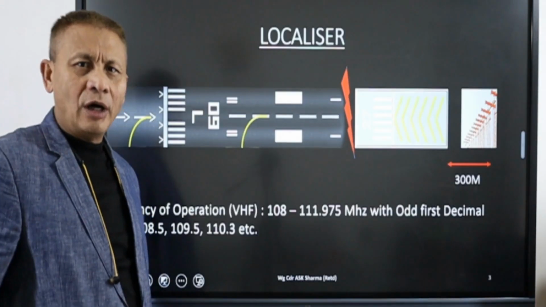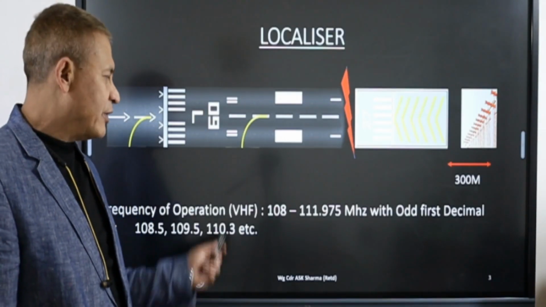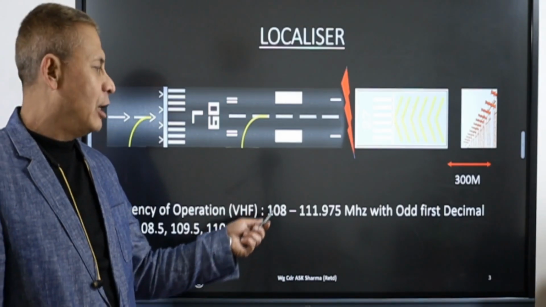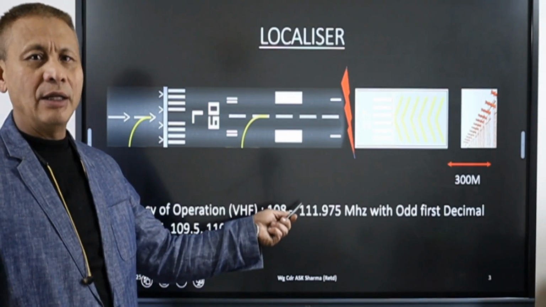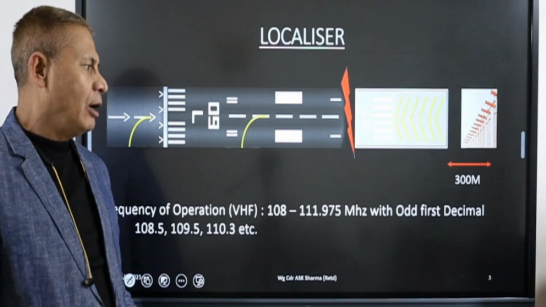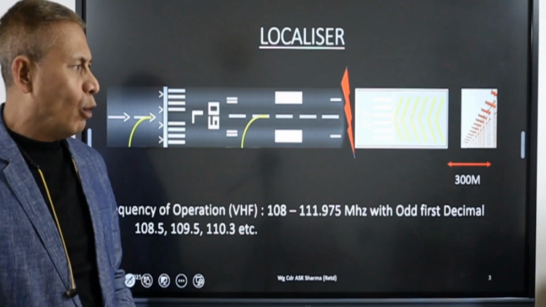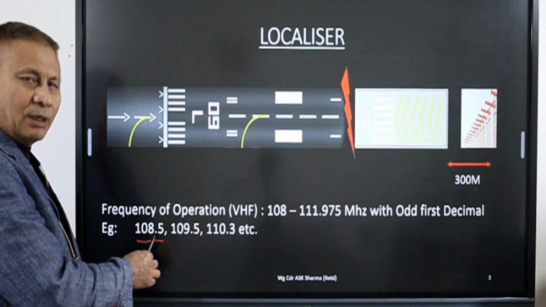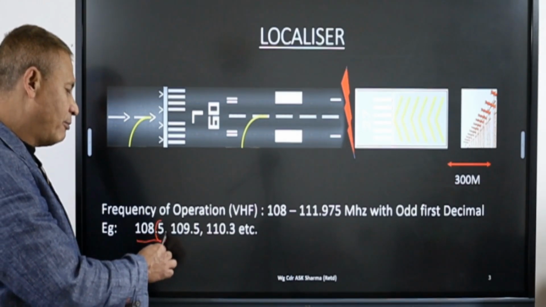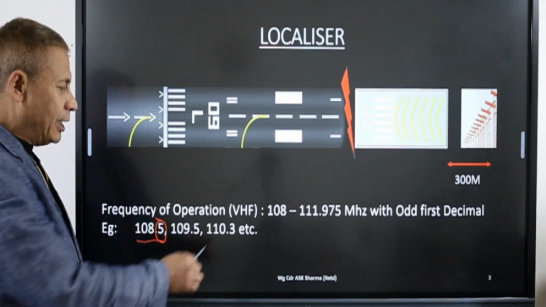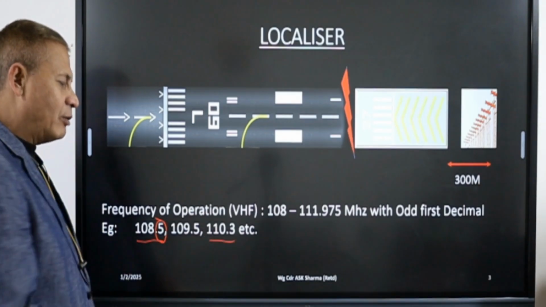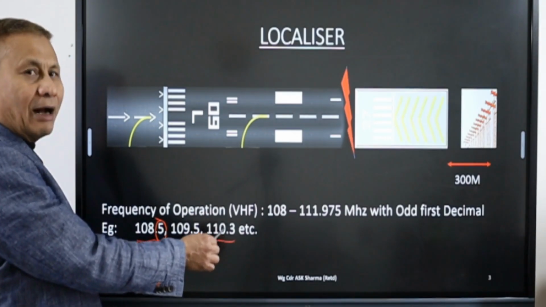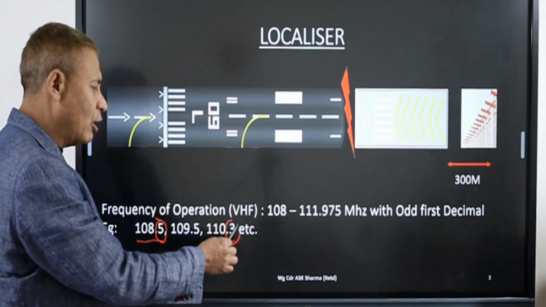The localizer uses a frequency in the VHF band from 108 to 111.975 megahertz with odd first decimal. The first number after the decimal is an odd number, which is 5. Similarly, in this particular frequency 110.3, the first number after the decimal is 3, which is an odd number.